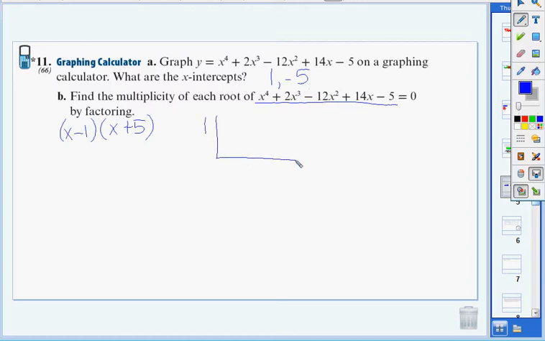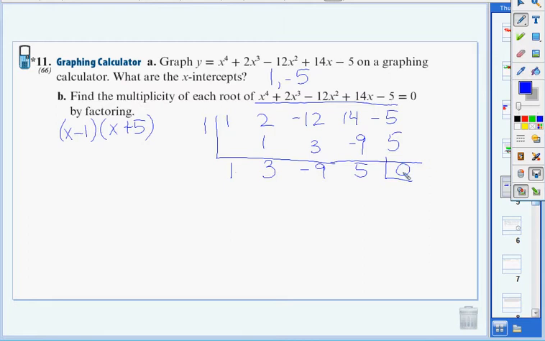So I put my 1 here and then start filling in these values: 1, 2, negative 12, 14, and negative 5. Bring down my 1. 1 times 1 is 1. That gives me 3. By now you should be pretty fast at synthetic division. 5, negative 5. No, that's positive 5. Okay, so here's 0, right? I had told you in an earlier video that we were going to talk a little more about when the remainder is 0. Here it is.